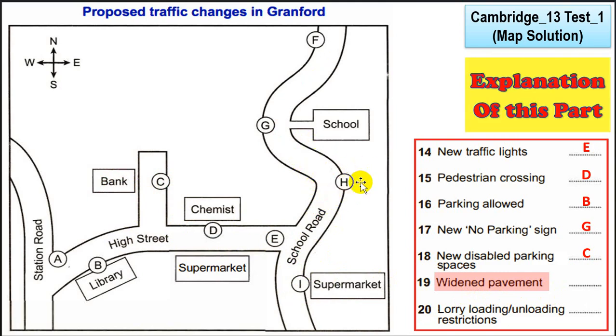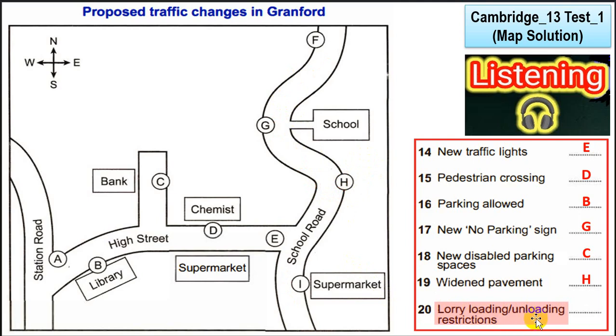The widened pavement is located in the bend just before you get to the school and also on the same side of the road as the school. So, the position of the widened pavement will be H. Now we will search for lorry loading and unloading restrictions.